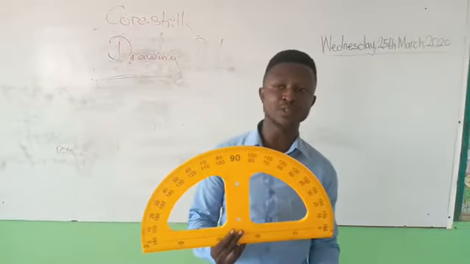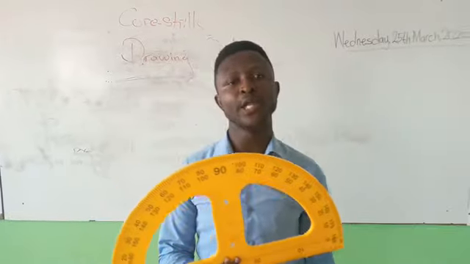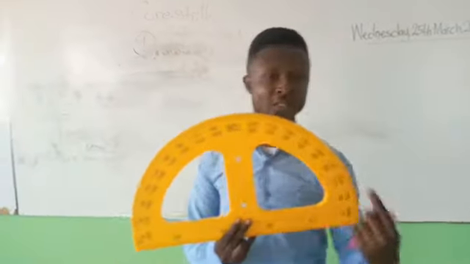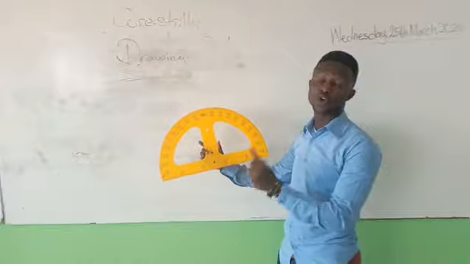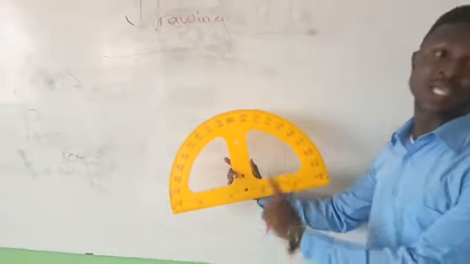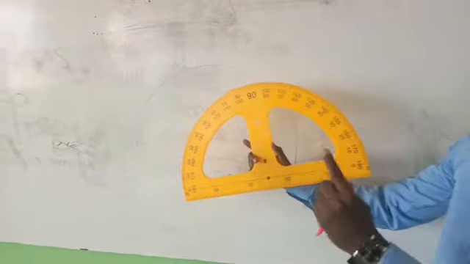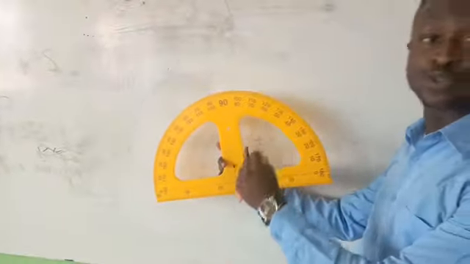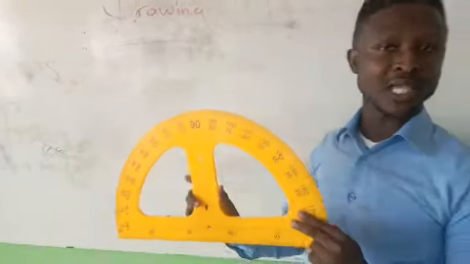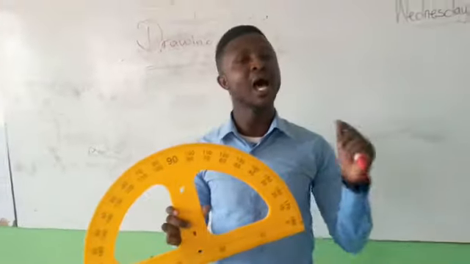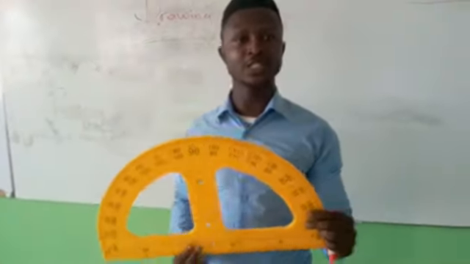Now a protractor can be used in measuring angles in clockwise and anti-clockwise ways. So if you want 45 degrees, you can find 45 degrees on your protractor, clockwise and anti-clockwise. Any degrees at which you want, you can find it on the protractor, clockwise and anti-clockwise. I say it again, a protractor is used in measuring angles in degrees.